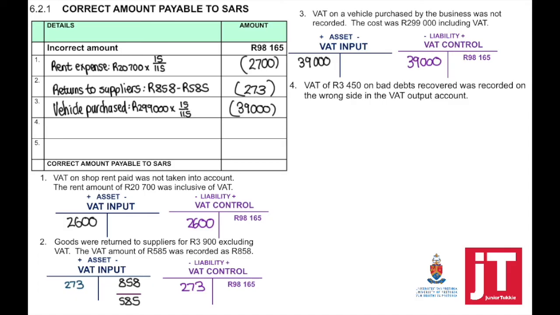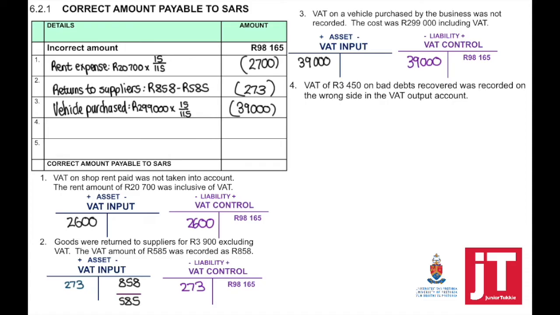Transaction number 4, VAT of 3,450 on bad debts recovered was on the wrong side in the VAT output account. So what makes this a little bit more challenging is if you don't know where bad debts recovered is supposed to go in the VAT output account.